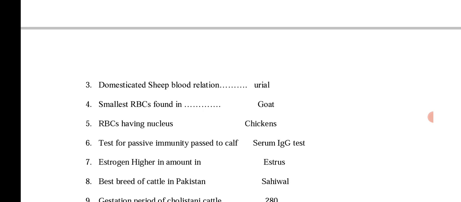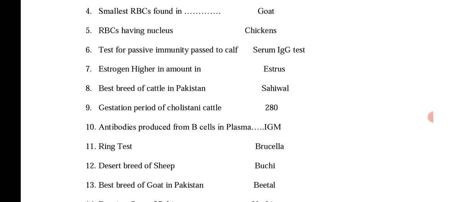Poultry or avians have nucleated red blood cells, and oval shaped red blood cells are present in camels. Test for passive immunity passed to calf is serum IgG. Serum IgG test is used to test for passive immunity in calves. Estrogen is higher in amount in estrus, and at pregnancy progesterone is in higher amount. Best breed of cattle in Pakistan is Sahiwal.